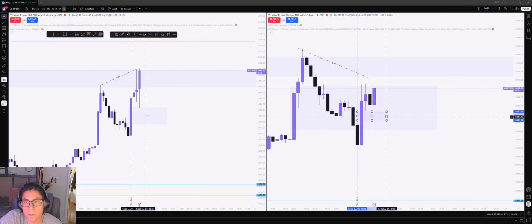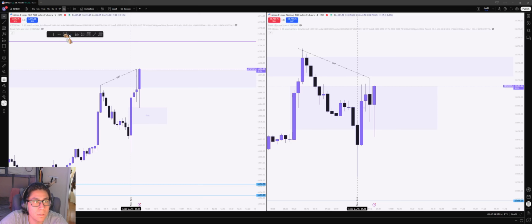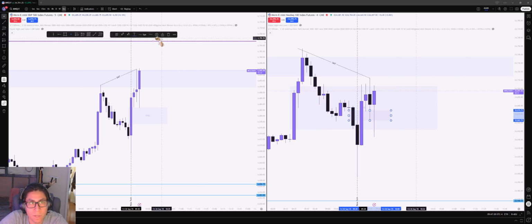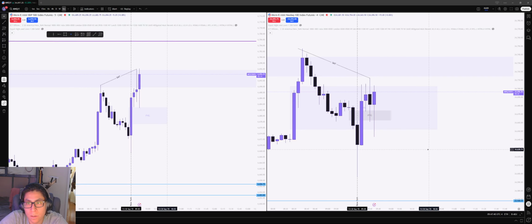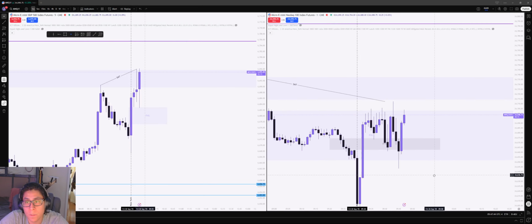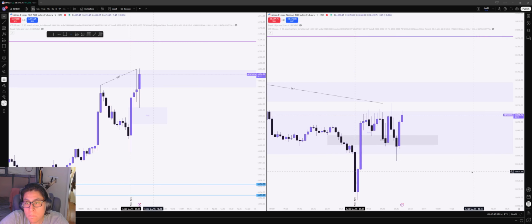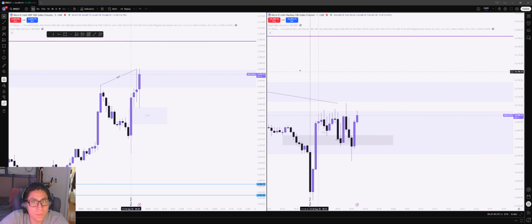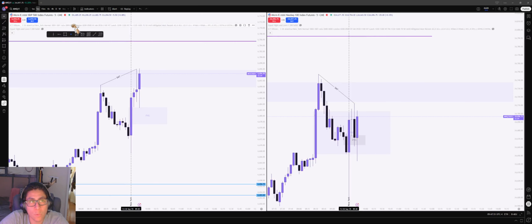One thing I do notice now is that we do have this inverse here as well, which we are using right now as support. We're using this as support in the 4 minute.